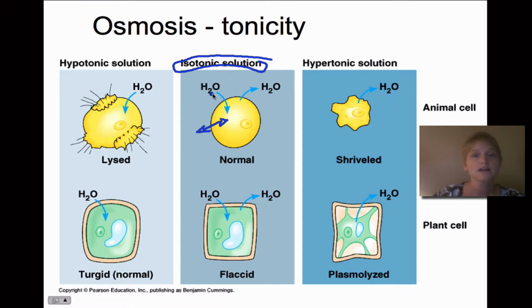All right, so you'll have some water movement in and out of the cell, but it basically stays fairly equal, and that means the cell is going to be normal. Okay. Now in a plant cell, it would be flaccid. So it would be what's considered flaccid, it would be kind of limp. So this is not such a good thing for a plant cell, but in an animal cell, it's what the cell likes.